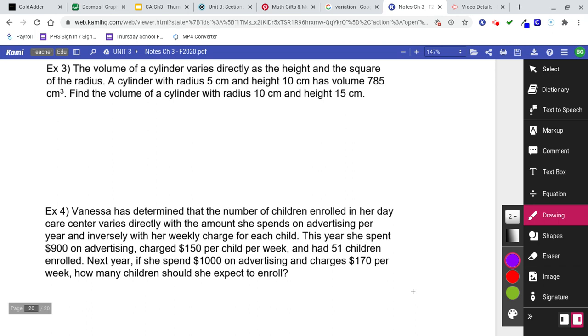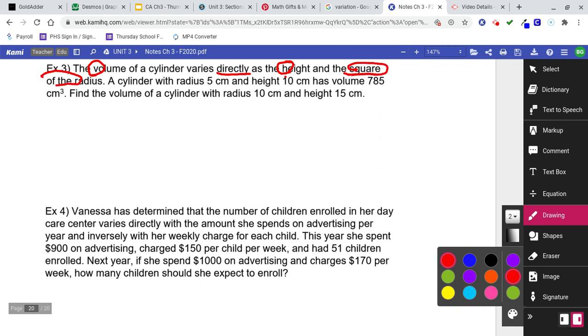Number 3, the volume of a cylinder varies directly as the height and the square of the radius. Okay, so I notice this is direct variation. It says the volume varies directly as the height and the square of the radius. So we've got volume equals K times the height times the square of the radius. It's going to look like that.